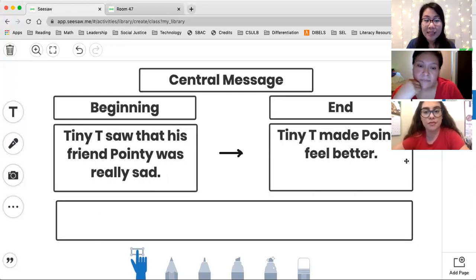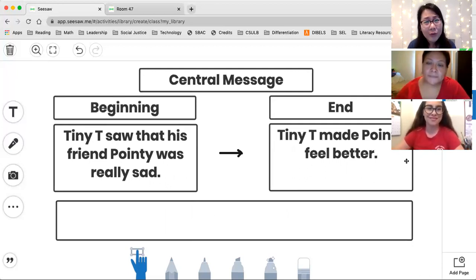So we saw that Tiny T saw that his friend Pointy was really sad, but at the end, Tiny T made Pointy feel better. So what happened in the story that helped Pointy feel better, and what does that teach us from the story? So we're so excited to see your own thinking, and we know this is kind of hard and new, so it's okay if it's a little hard. We just want to challenge you just a little bit to kind of take a risk, and we can give you feedback to really improve on how do we identify the central message next time. So we're excited to see what you're going to come up with.